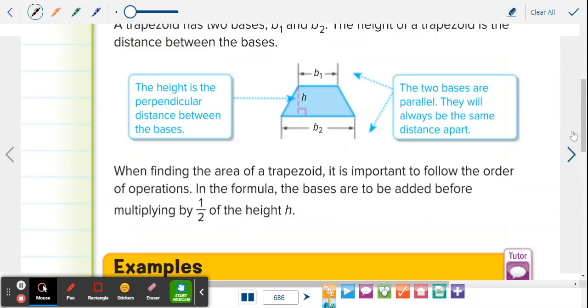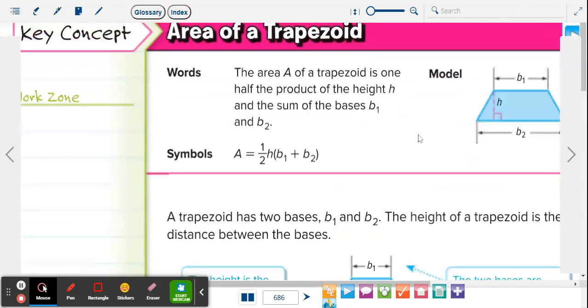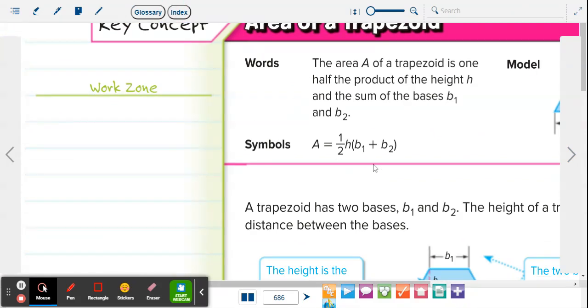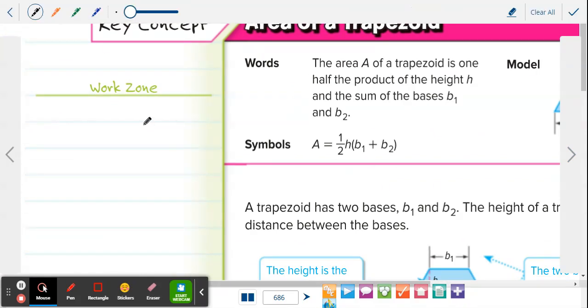All right, so on the next page, this is where we're going to talk about the area of a trapezoid. So the formula does look like this, but we can change it to make it a little bit easier for us. So like I did yesterday with a triangle, base times height divided by 2, I'm getting rid of this fraction so you guys don't have to deal with it.